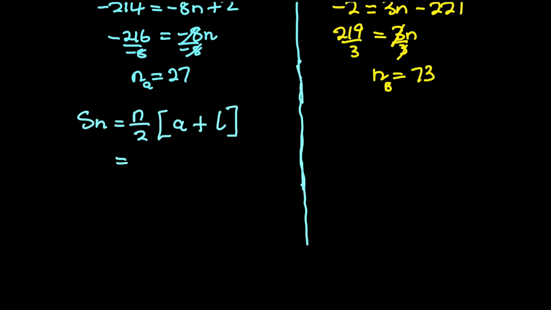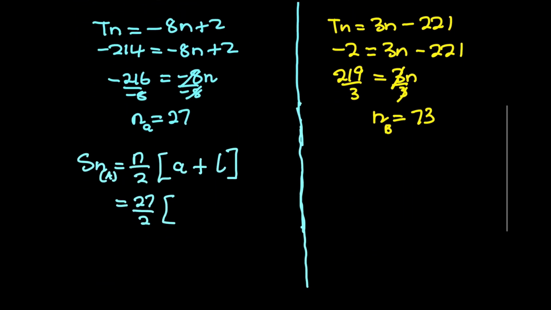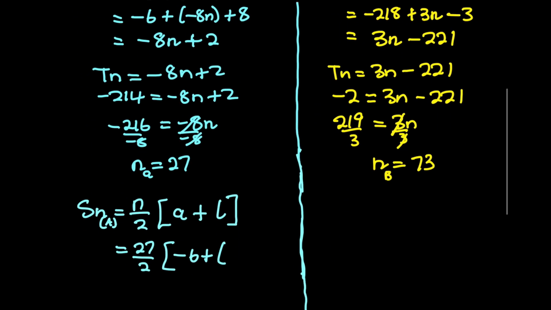Okay, let's just do the substitution. So let me just write it as the A1 of A. So it's going to be 27 divided by 2. Our first term is negative 6, plus, and then our last term is negative 214.